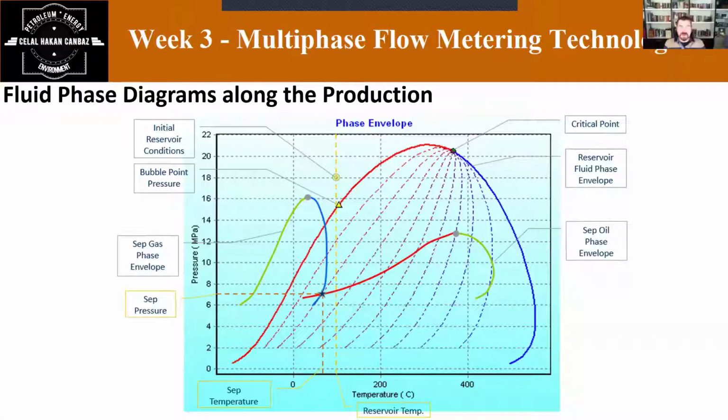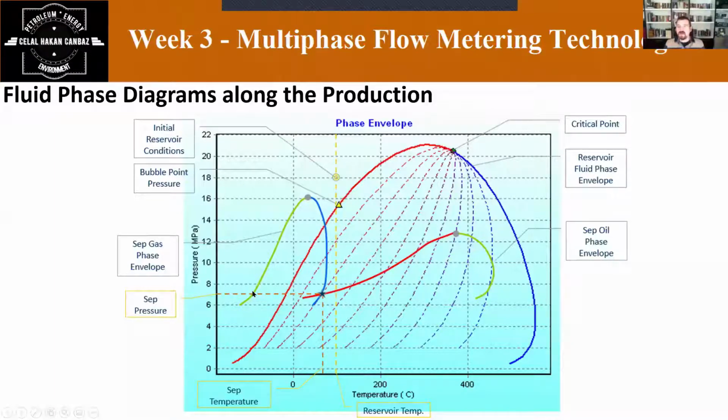So fluid phase diagrams along the production, for example. As I mentioned, the big phase diagram shows actually the fluid characteristics in your wellbore, right? So this is your initial reservoir condition. Your bubble point pressure is here, your critical point here. Reservoir fluid phase envelope is described here. So what's going on when it comes to separator? Separator oil envelope will be like this, and gas envelope will be like this.